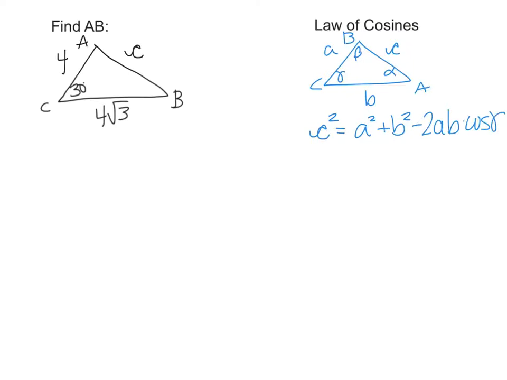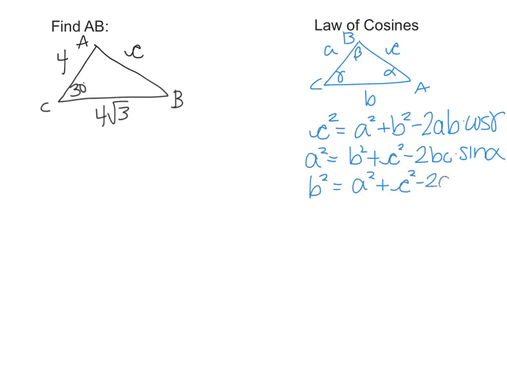So if we wanted to do this for A, we could do A squared is equal to B squared plus C squared minus 2BC times the sine of alpha. Lastly, we could do it for B squared. We have A squared plus C squared minus 2AC sine of beta. The important thing to keep in mind is that whatever you're looking for over here is that angle over here. The other 2 sides are in here, so that's the important thing to keep in mind.